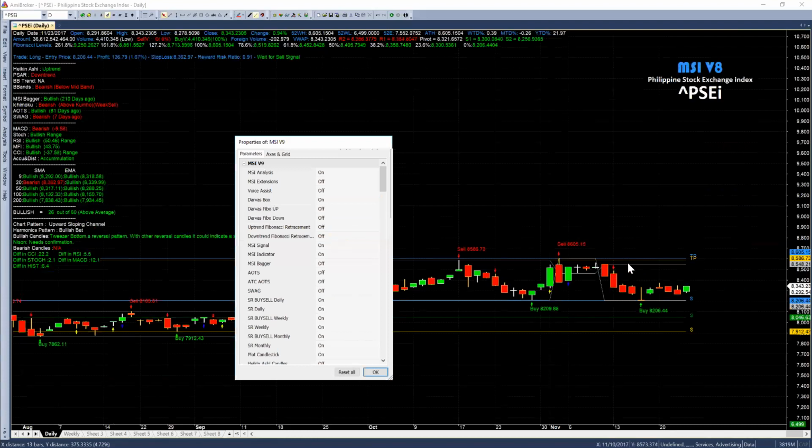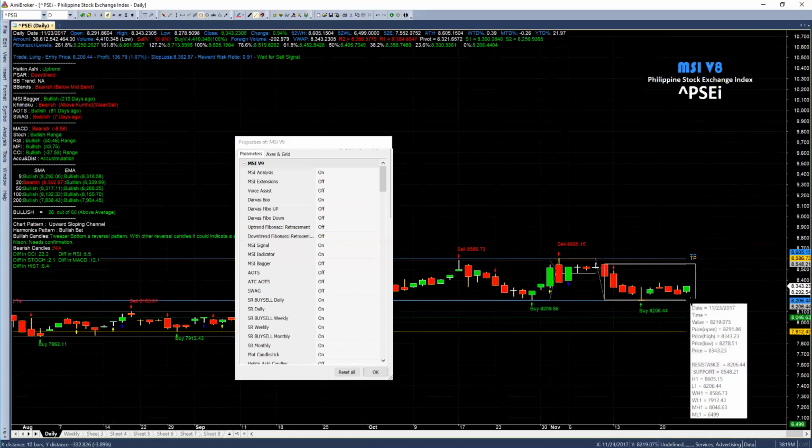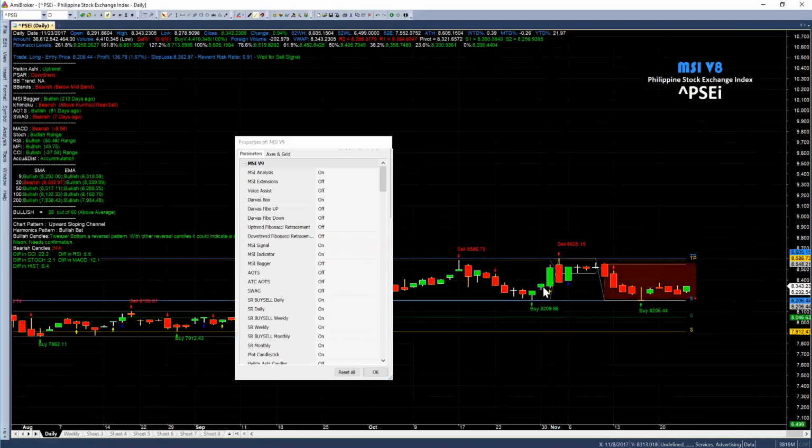Pansin nyo nagkaroon ng white line. Okay, let me just emphasize that. Ito yun, yung box na to. Okay, you can use this. And then along with that, pwede nyo i-on yung Fibonacci levels. Okay, again, there's an uptrend Fibonacci and there's a downtrend Fibonacci.